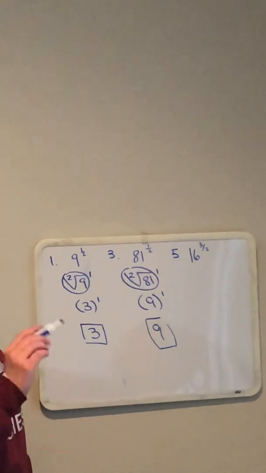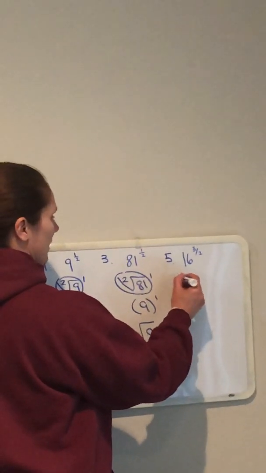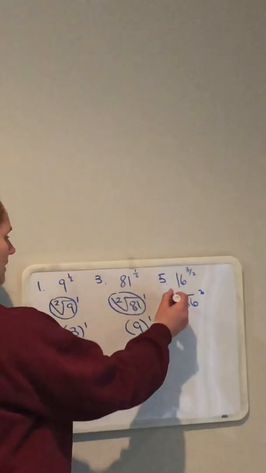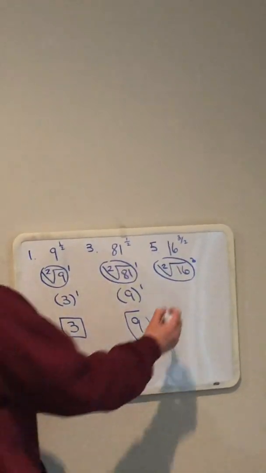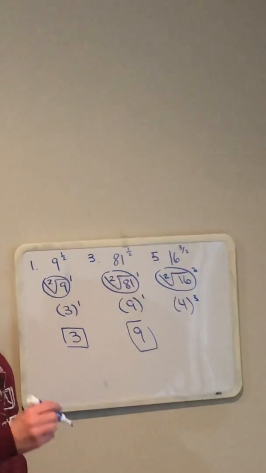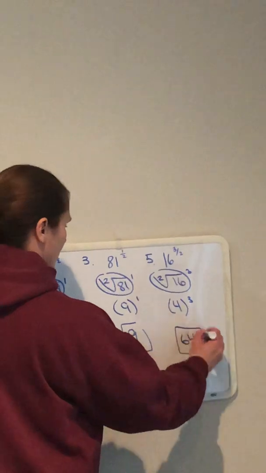Number 5, 16 to the 3/2. That means the square root of 16 to the third. So we do the square root of 16 first, which is 4. So now I have 4 to the third. 4 to the third is 64. That's the answer to number 5.